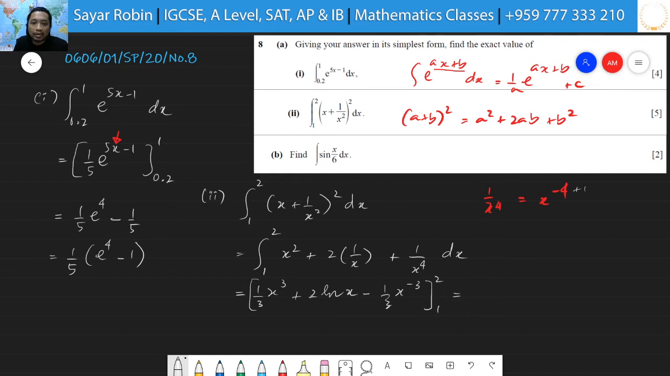Okay, let's try to substitute the upper limit first. So I'm going to use a mathematical calculation. 2 to the power 3 is 8 over 3, right? And then plus 2 into ln 2, obviously 2 into ln 2, and then when you substitute 2 into the power negative 3, it's going to be 1 over 8. 1 over 8 multiplied by 1 over 3 is going to be 1 over 24. Okay, this is the value of the upper limit and then minus, we're going to find the lower limit here.